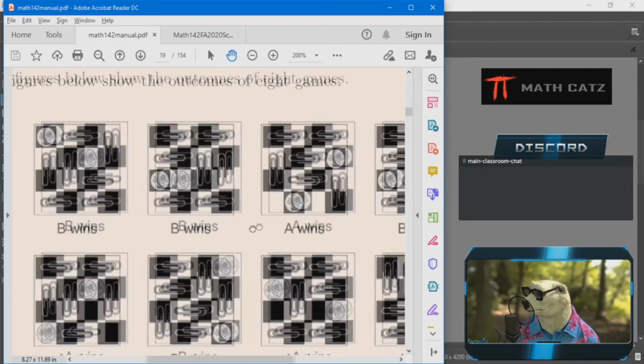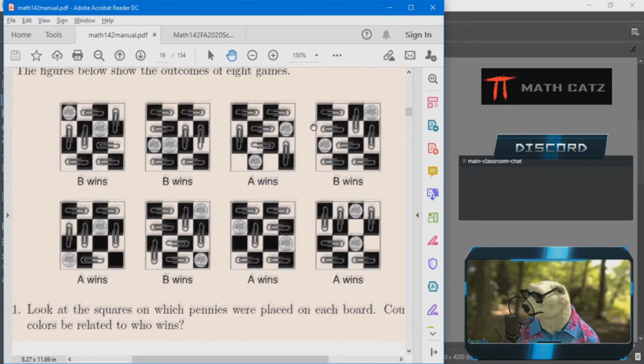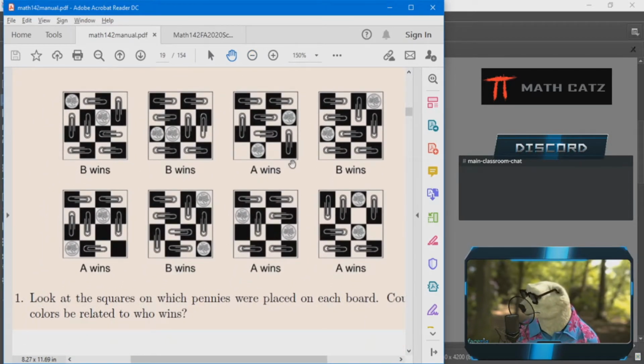B wins. In this third one, player A places the pennies over here and B tries, but can't place paper clips in such a way that it covers the whole board. So B loses and therefore A wins. And so on and so on. I can make more and more examples. Of course, there will be many, many different examples of games one can make. Sometimes B wins, sometimes A wins, and so on.